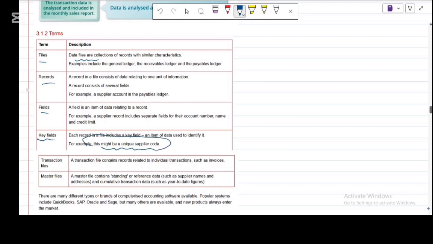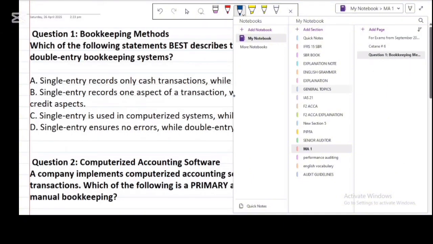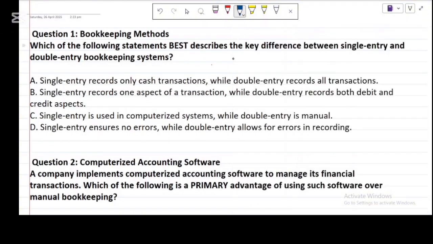Okay. Now we have some MCQs that are relevant for you guys. Clear? The first MCQ here is related to bookkeeping methods: which of the following statements best describes the key difference between the single entry and double entry bookkeeping systems? So here you have 4 options. Option number 1 says single entry counts only cash transactions. That is not the right way. Double entry records all transactions. Now I will just take the correct one, and I will explain why it is correct.